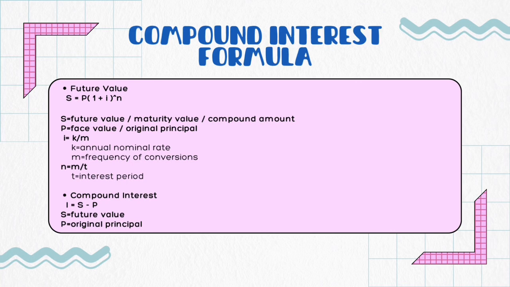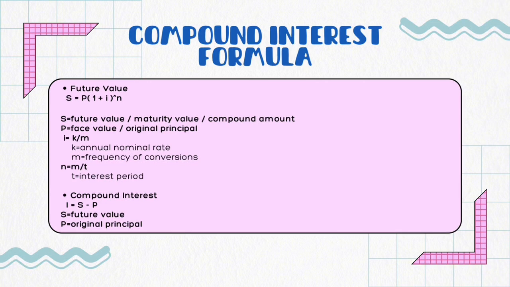Annual nominal rate is the interest for a year together with the frequency in which interest is calculated in a year. Meanwhile, m is the frequency of conversion, which is the number of times interest is calculated in a year. n is the number of interest periods in the investment period, or the number of times the interest is calculated. To find n, multiply m, the frequency of conversion, by t, the investment period in years.